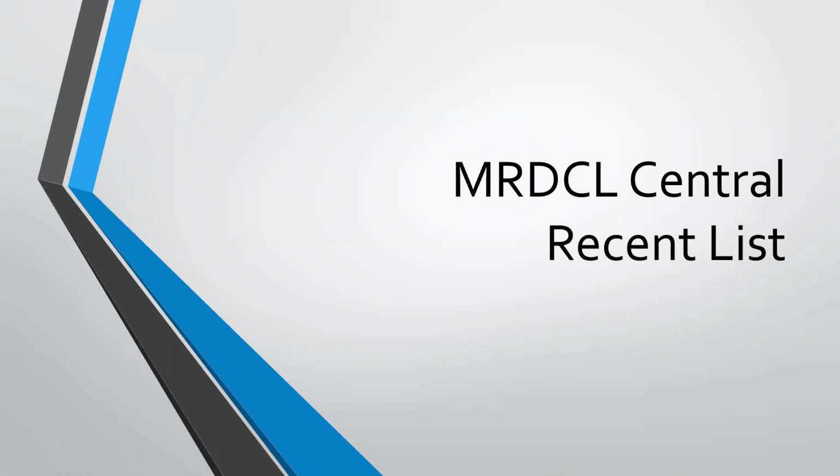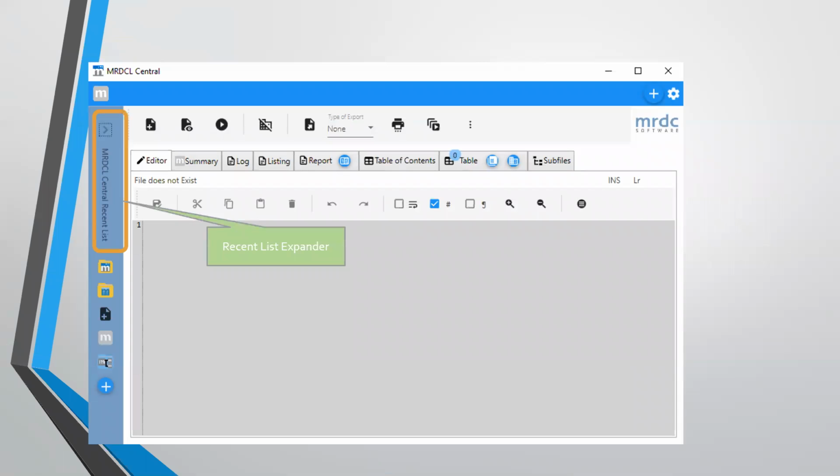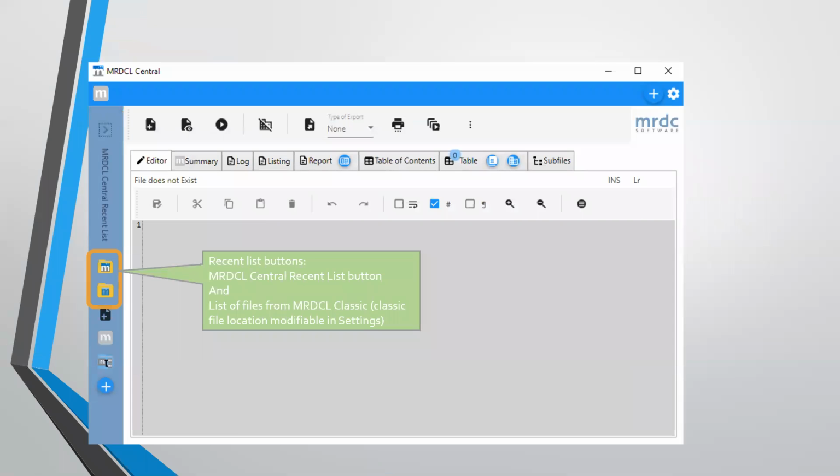Today I'm going to show you about MRDCL Central Recent List. Recent List contains all the previously opened setup files or imported files. Users can switch between the MRDCL Central Recent List and MRDCL Classic List. MRDCL Classic List is the list of previously accessed setup files in MRDCL Classic.